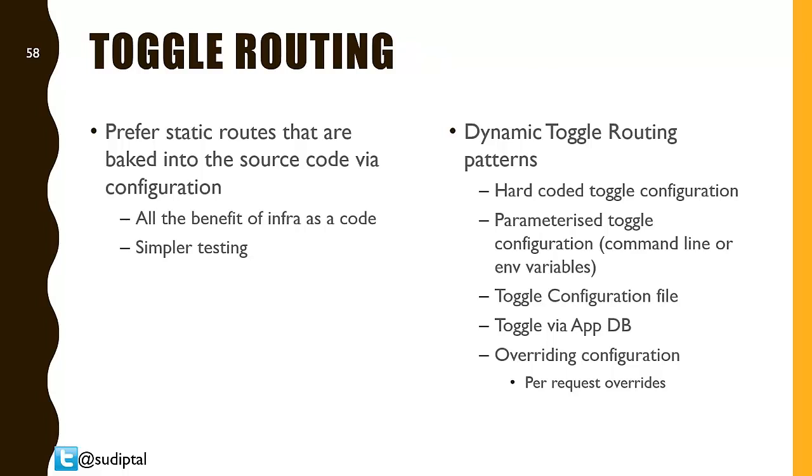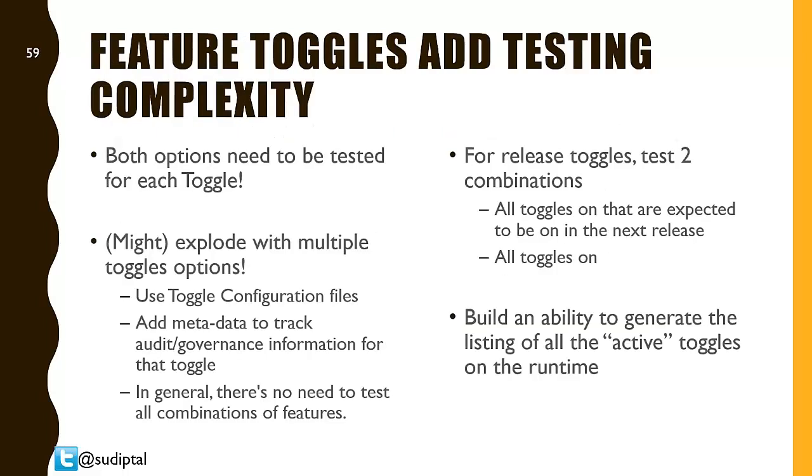But the important thing is to realize that feature toggles add to testing complexity, right? Every time you have an on and an off switch, in theory you're testing for the on scenario, and in theory you're testing for the off scenario. Yet, if you analyze a bit, you can build in some efficiency around it.